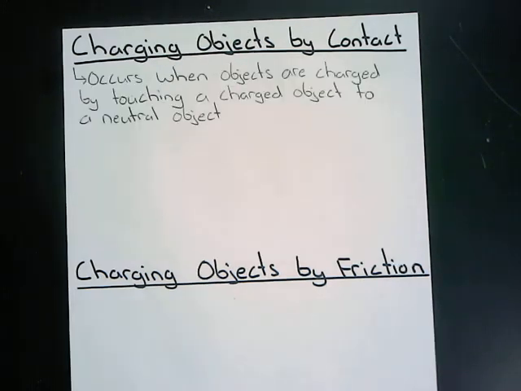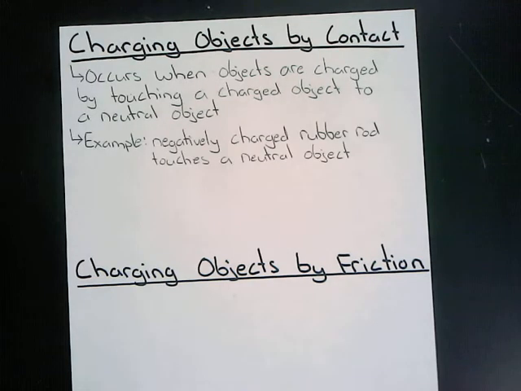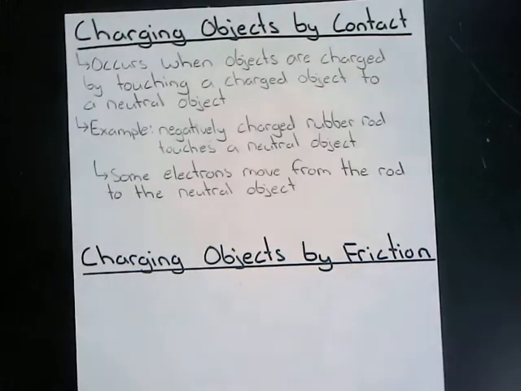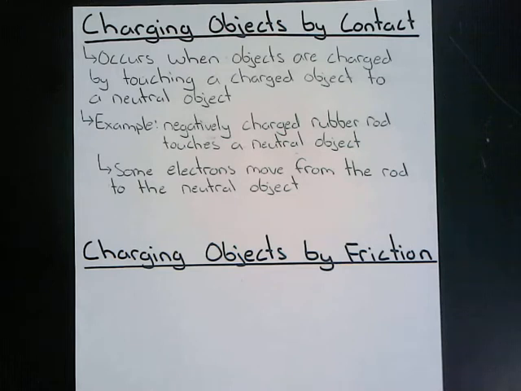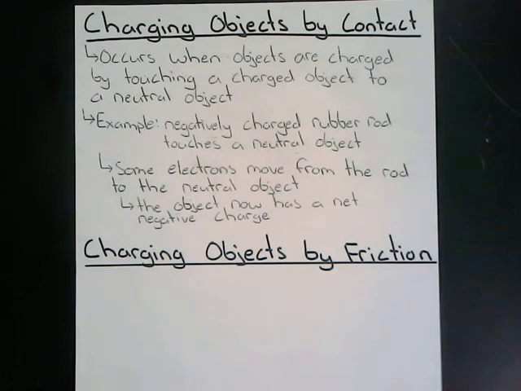And an example of this would be when a negatively charged rubber rod touches a neutral object. When this happens, some of the electrons move from the rod to the neutral object. And because we had this transfer of electrons, that object that the rubber rod touched now has a net negative charge. And the rubber rod is now going to have a smaller negative charge because it's transferred some of that negative charge to that object.